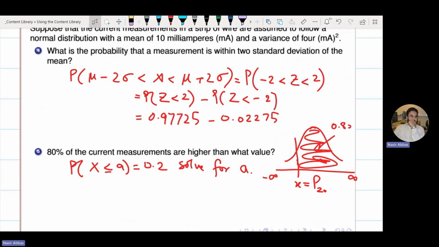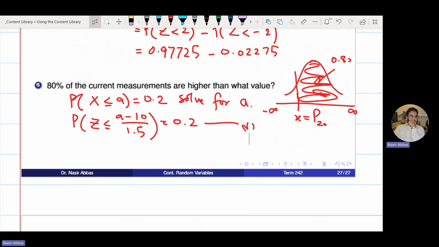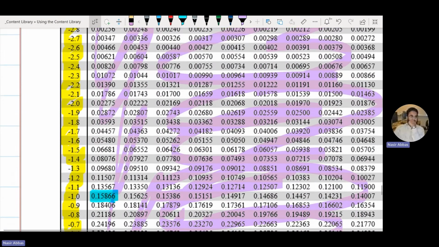Again, the same thing. You will convert this to z. When you convert this to z, a minus the mean, which was 10, divided by sigma. Call this equation 1. Now go to the table and look into the table for the value below which the area is 0.20000. And you will not find an exact value, you will find an approximate value. So we'll try to find a value such that the lower tail area is 0.20000.